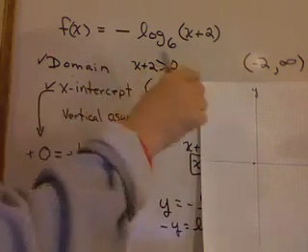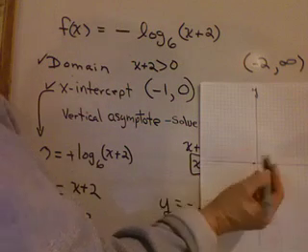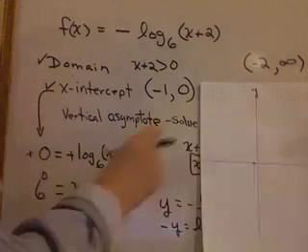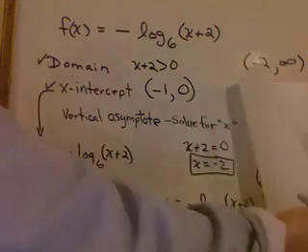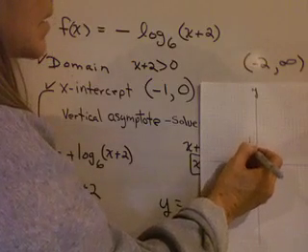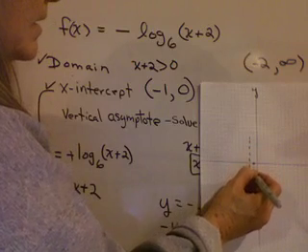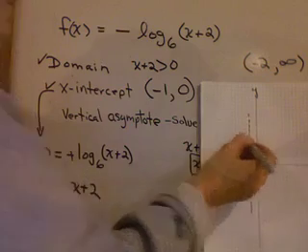What's our domain? Any values greater than negative 2. So I can't have negative 2 here. Vertical asymptote, x equals negative 2. We found that earlier, so let's put that in here. That's this line here. So we can't hit that value, right? What else should we do?